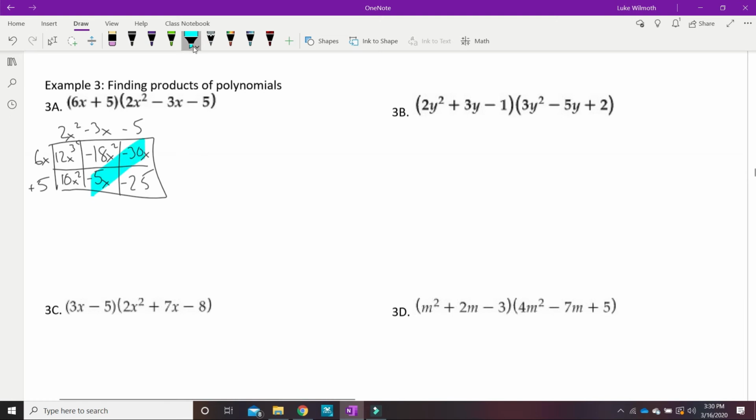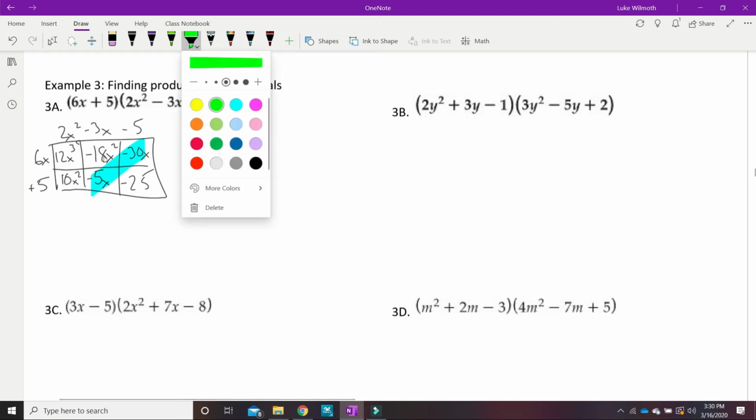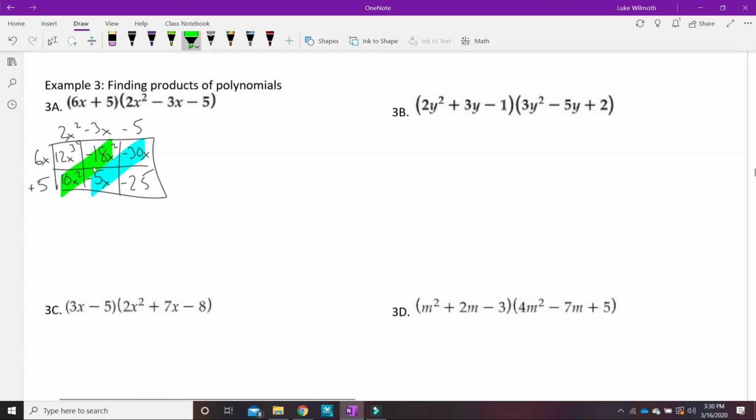If I add across the diagonals, I'm going to be able to simplify this answer a little bit faster, because the green terms are both x squareds and the blue terms are both x's. So my answer is going to be 12x cubed from right here. 10 minus 18 is negative 8x squared. That's this green. Okay, then I have negative 5 take away 30 is negative 35x. And then finally, minus 25.